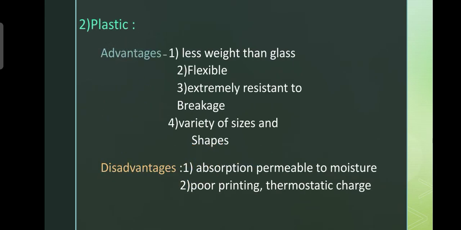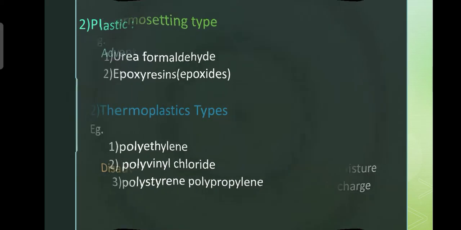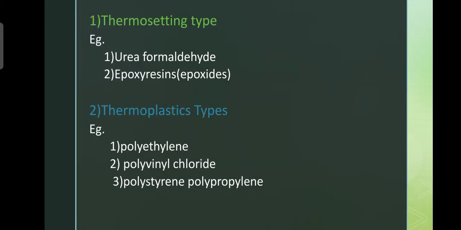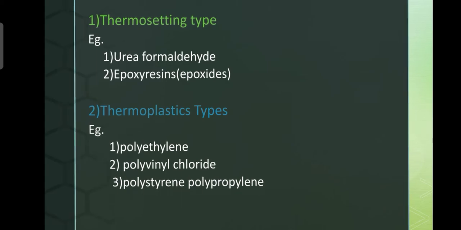Plastic. Advantages of plastic: first one is less weight than glass, second, flexible, third, extremely resistant to breakage, fourth, variety of sizes and shapes. And disadvantages: first one is absorption, permeable to moisture, second, poor printing, thermostatic charge. Types of plastic: first one is the thermosetting type, for example, urea formaldehyde. Second, epoxy resin, epoxide. Thermoplastic types, for example, polyethylene. Second, polyvinyl chloride. Third, polystyrene, polypropylene.